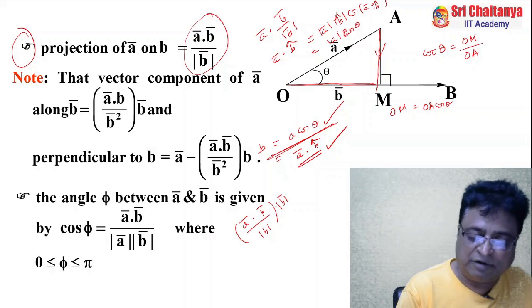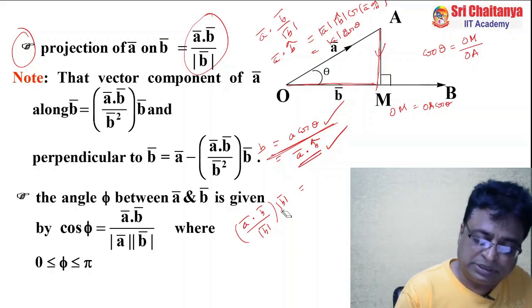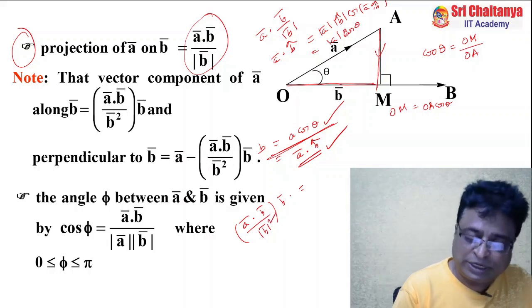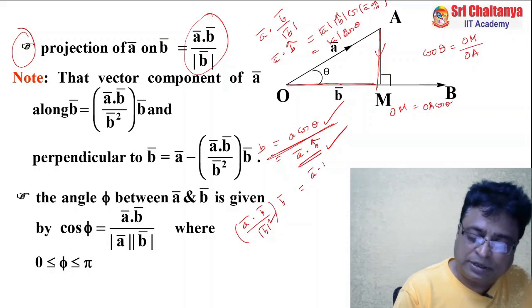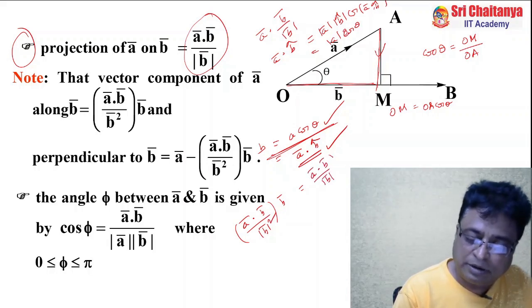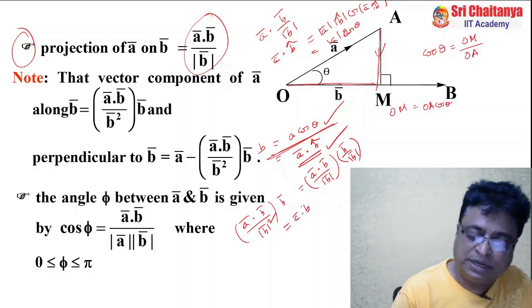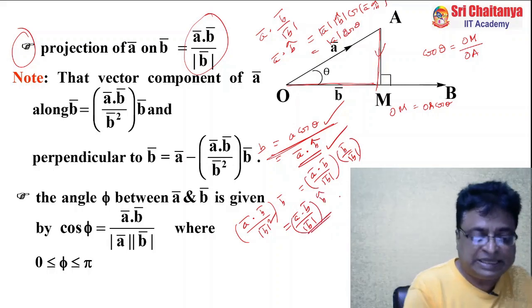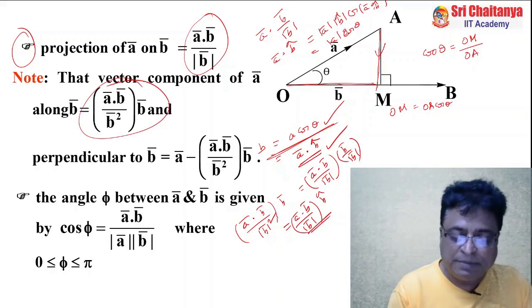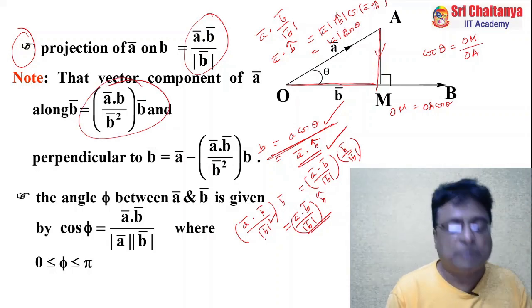There is no harm if I have done like this, and conveniently if I have written the same formula like this, there is no problem at all. So this is A bar dot B bar by mod B bar into B bar by mod B bar. This is what? Unit vector. That is A bar dot B bar by mod B bar into B cap. The same thing here I have written like this. So B bar by mod B bar into mod B bar is mod B bar whole square.